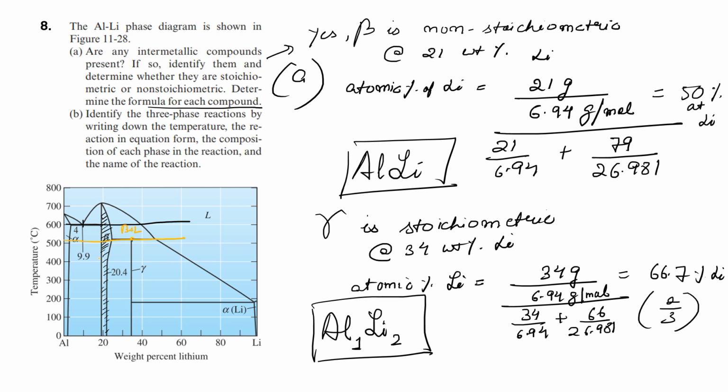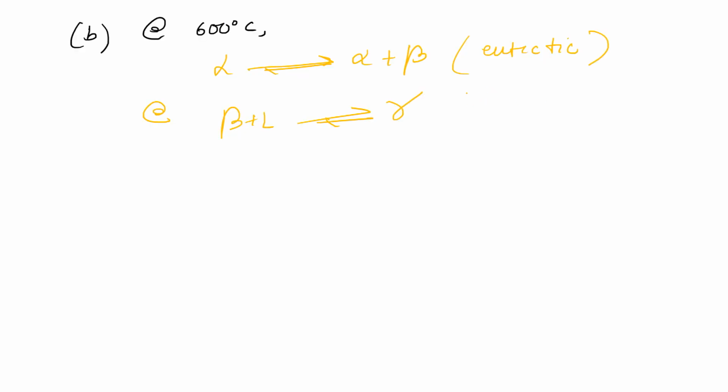And as you can see, upon heating gamma, we have a formation of beta plus liquid, but the liquid that is first forming has a composition of this, and the beta has a composition of this. That tells us that the liquid that we are forming has a composition that is different from the parent compound, and that's a peritectic point. And this is about 500 degrees centigrade.